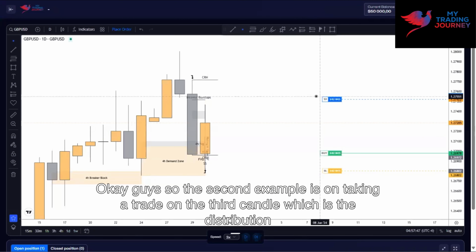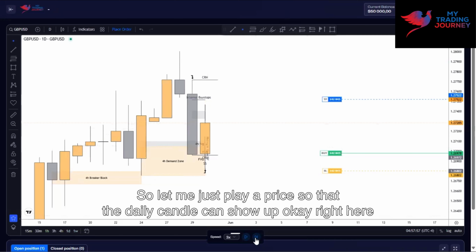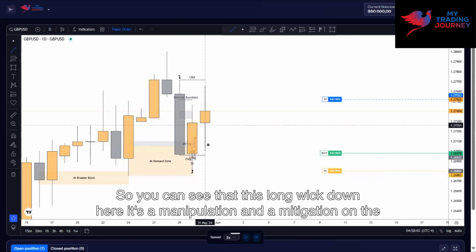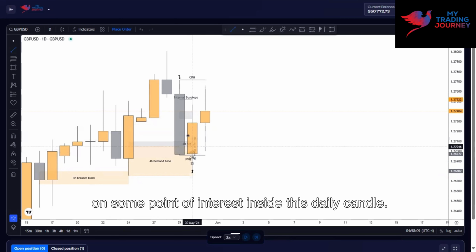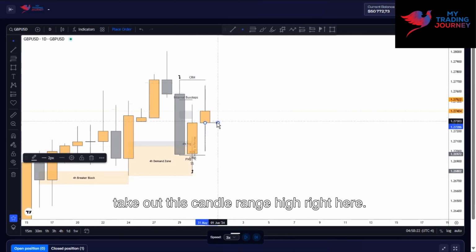Okay guys, so the second example is on taking a trade on the third candle, which is the distribution candle on the daily time frame, right? So let me just play price so that the daily candle can show up. Okay, right here. So you can see that this long wick down here is a manipulation and a mitigation on some point of interest inside this daily candle. Okay, so I'm going to mark this opening of this price, because we still have to take out this candle range high right here.